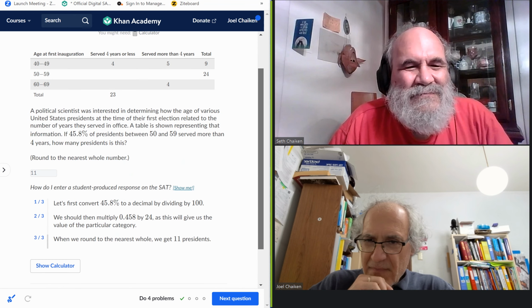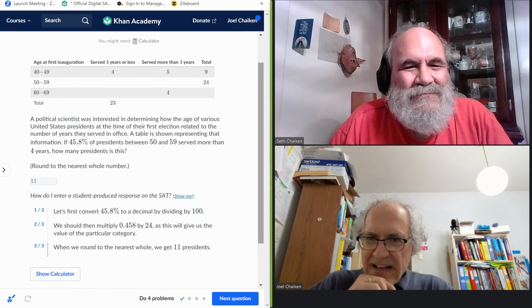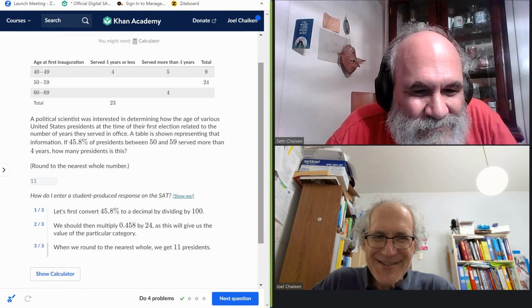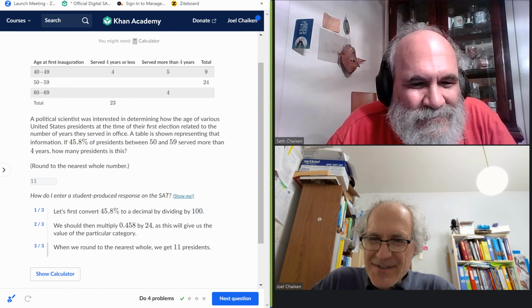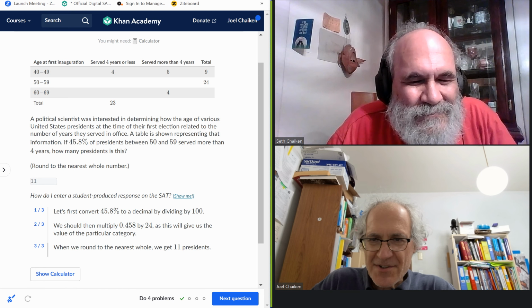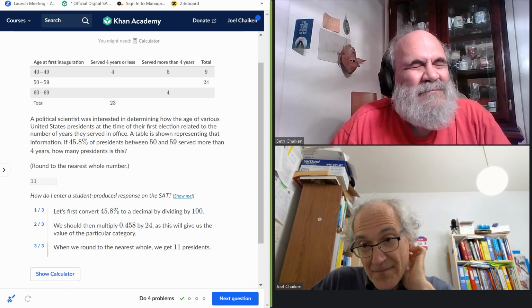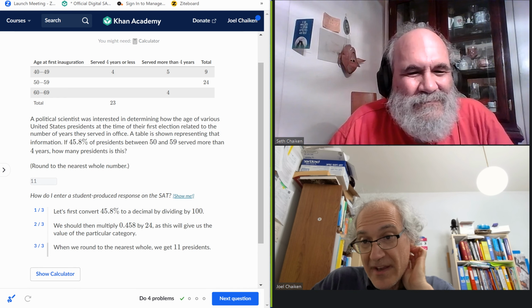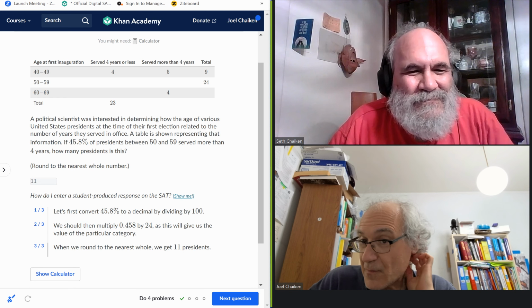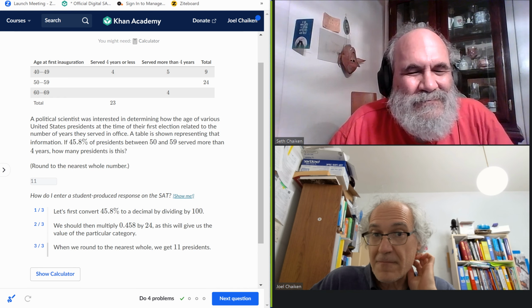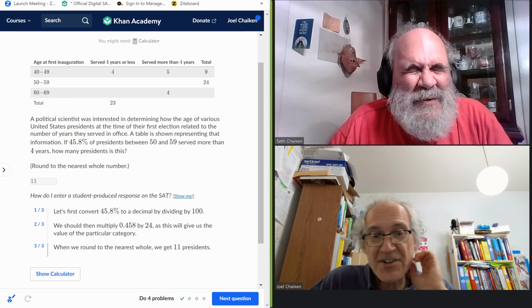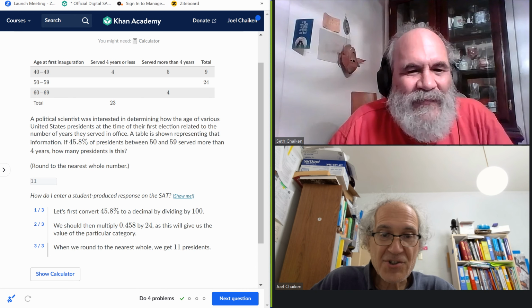Okay, three steps. What does this have to do with probability? Let's convert this to a decimal by dividing by 100. Then we should multiply this by 24. This will give us the value of the particular category. My God, what a weak explanation also. Weak question, weak explanation.